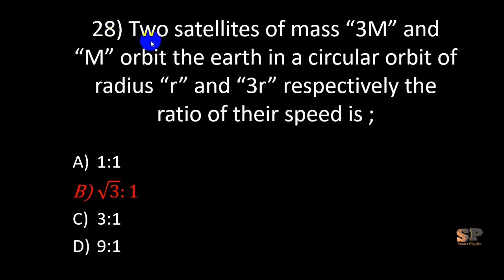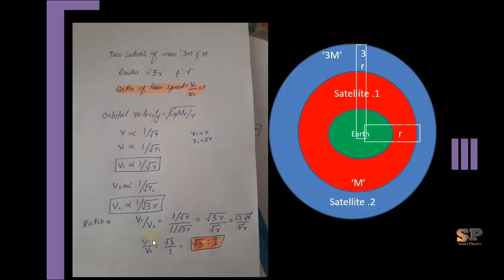MCQ number 28 है two satellite of mass 3m and m orbit the earth in a circular orbit of radius r and 3r respectively. The ratio of their speed is 1:1, 3 under the root ratio 1, 3:1 or 9:1. This is the earth and two satellites are revolving around the earth. Satellite 1 have mass m and radius r, while satellite 2 have mass 3m and radius 3r, and we have to find the ratio of their speeds.